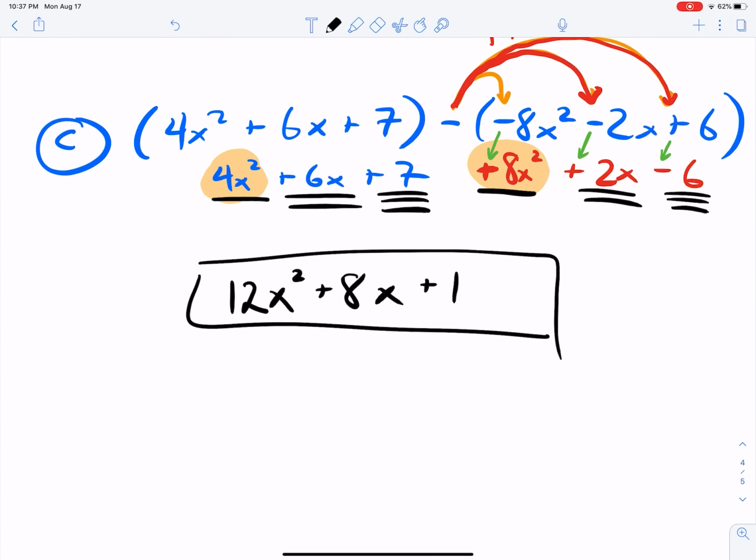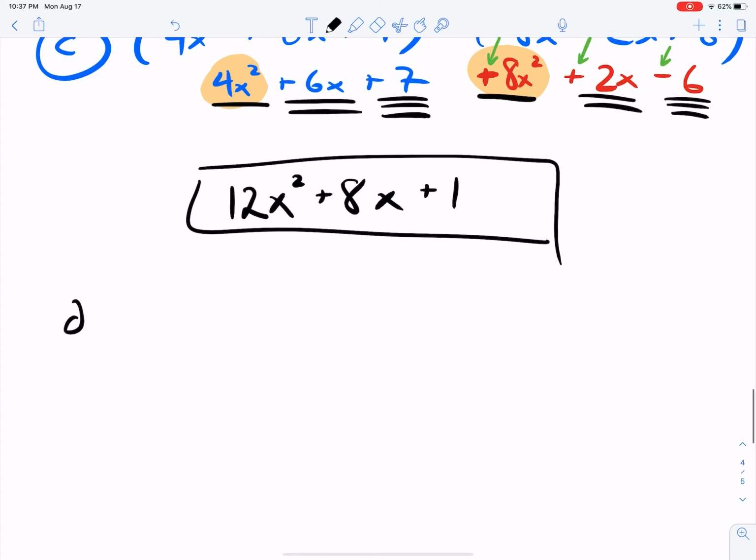So hopefully you feel a little bit confident with that. I'm going to end it with this last example, and then you're all done for the day, okay? So here, write this last one down.